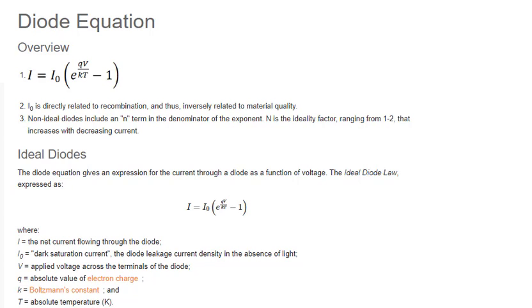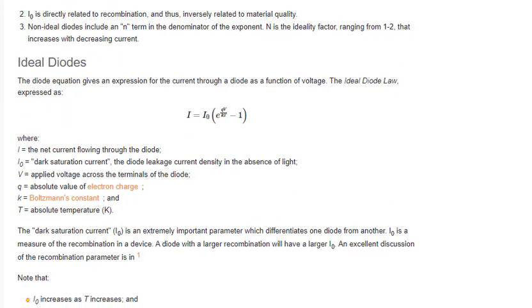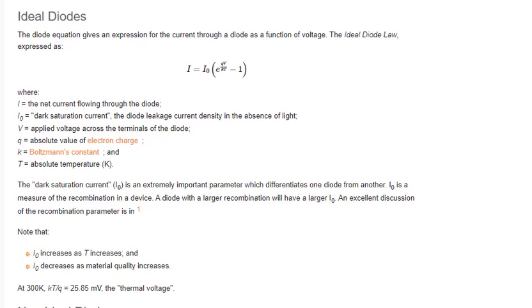Ideal diodes. The diode equation gives an expression for the current through a diode as a function of voltage. I equals the net current flowing through the diode. I0 equals dark saturation current, the diode leakage current density in the absence of light. V equals applied voltage across the terminals of the diode. Q equals absolute value of electron charge. K equals Boltzmann's constant, and T equals absolute temperature, K.